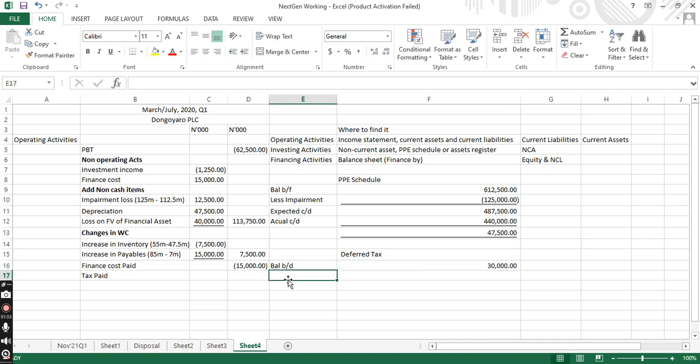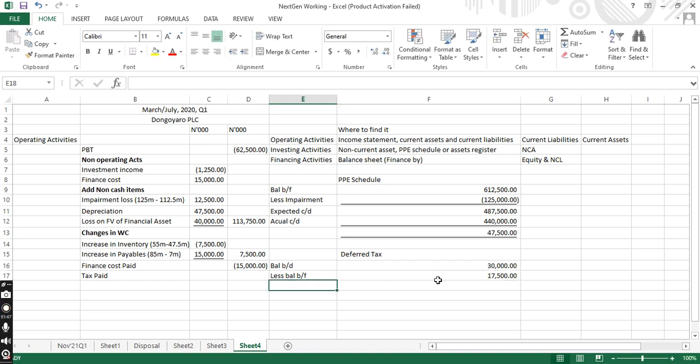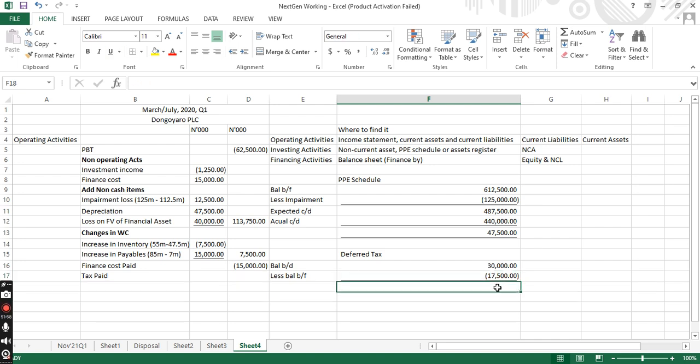30,000, right? Then minus balance brought forward. What's the balance brought forward? 17,500, right? And that gives us how much? 12,500.